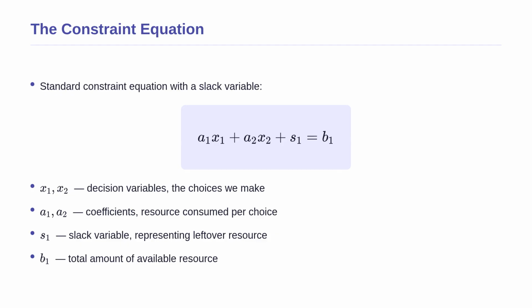This brings us to the mathematical formula for our constraints. Conceptually, this equation ensures that what we use plus what we leave behind exactly equals what we have. Let us break down the symbols. X1 and X2 are our decision variables, representing the actual choices we are making, like how many chairs to build. A1 and A2 are the coefficients, showing how much resource each choice consumes. S1 is our newly added slack variable, representing the leftover resource. Finally, B1 is the total amount of that resource available. If we increase our production X, our slack S must decrease to keep the equation balanced.